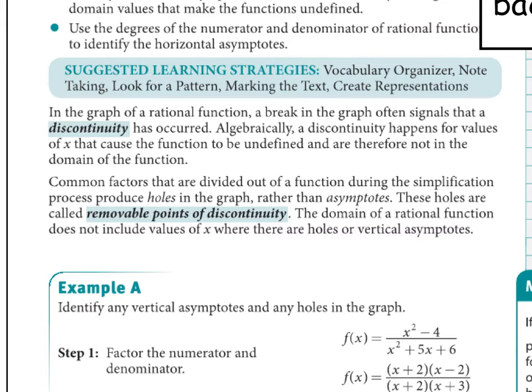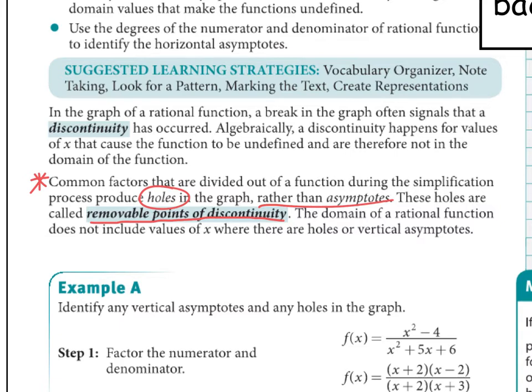Okay, and basically there are two main types that we're going to see in this section. We've already seen the one, vertical asymptotes. But down here, common factors that are divided out of a function during simplification produce holes in the graph rather than the asymptotes that we have seen so far. They're called removable points of discontinuity. It's just the fancy term for when you have a graph going and then there's just a little hole in it and it picks right back up.